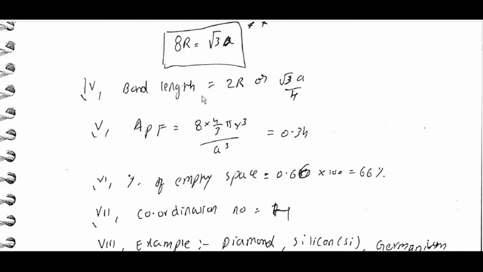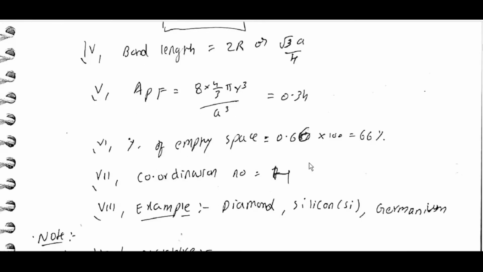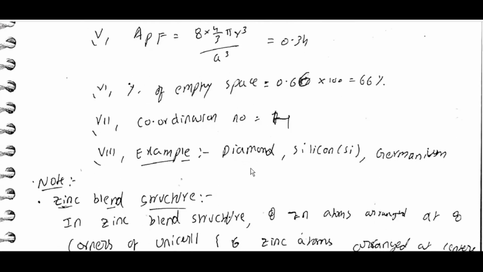Bond length is equal to 2r or root 3a by 4. Atomic packing factor is equal to 8 into 4/3 pi r cube by a cube, which is equal to 0.34. Percentage empty space is equal to 0.66 into 100, which is 66%. Coordination number is equal to 4. Examples: diamond, silicon, germanium.